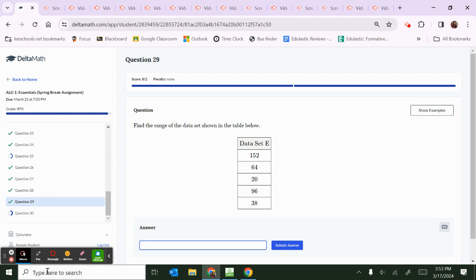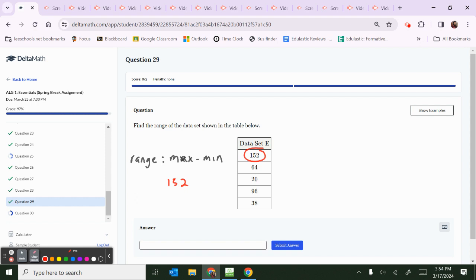So this one says we're trying to find the range. The range is your largest minus your smallest. All right. So again, your range is your maximum minus your minimum. All right. So what's my largest value? My largest value is 152.